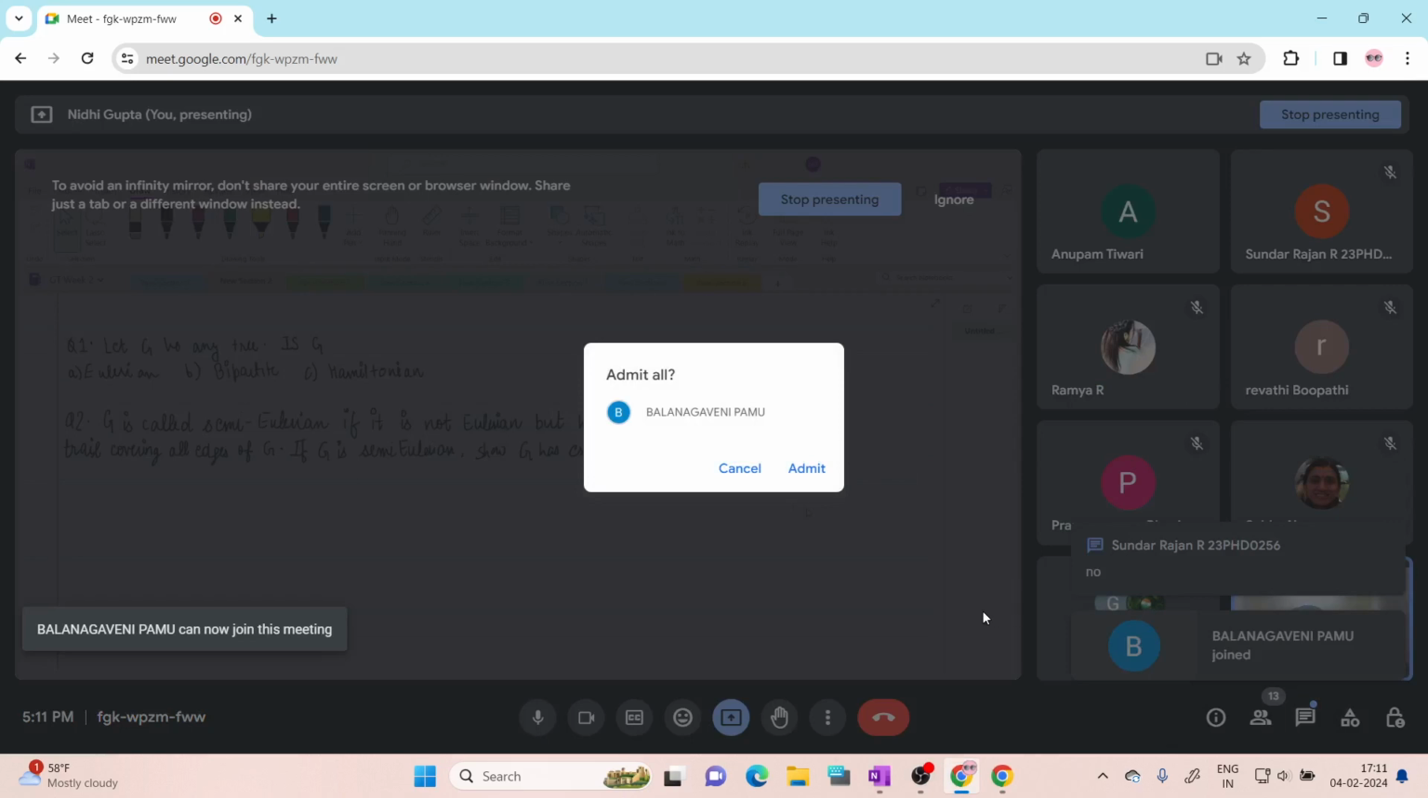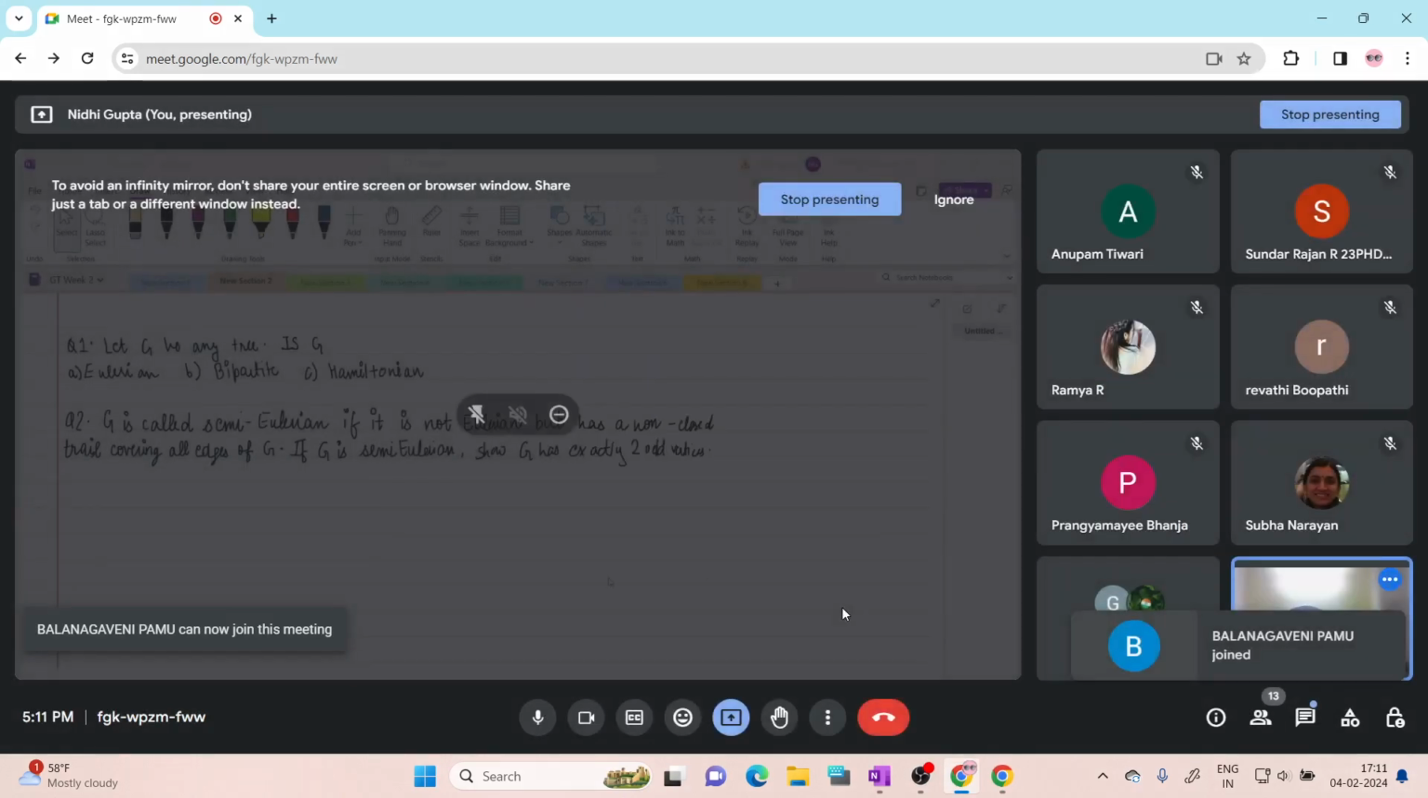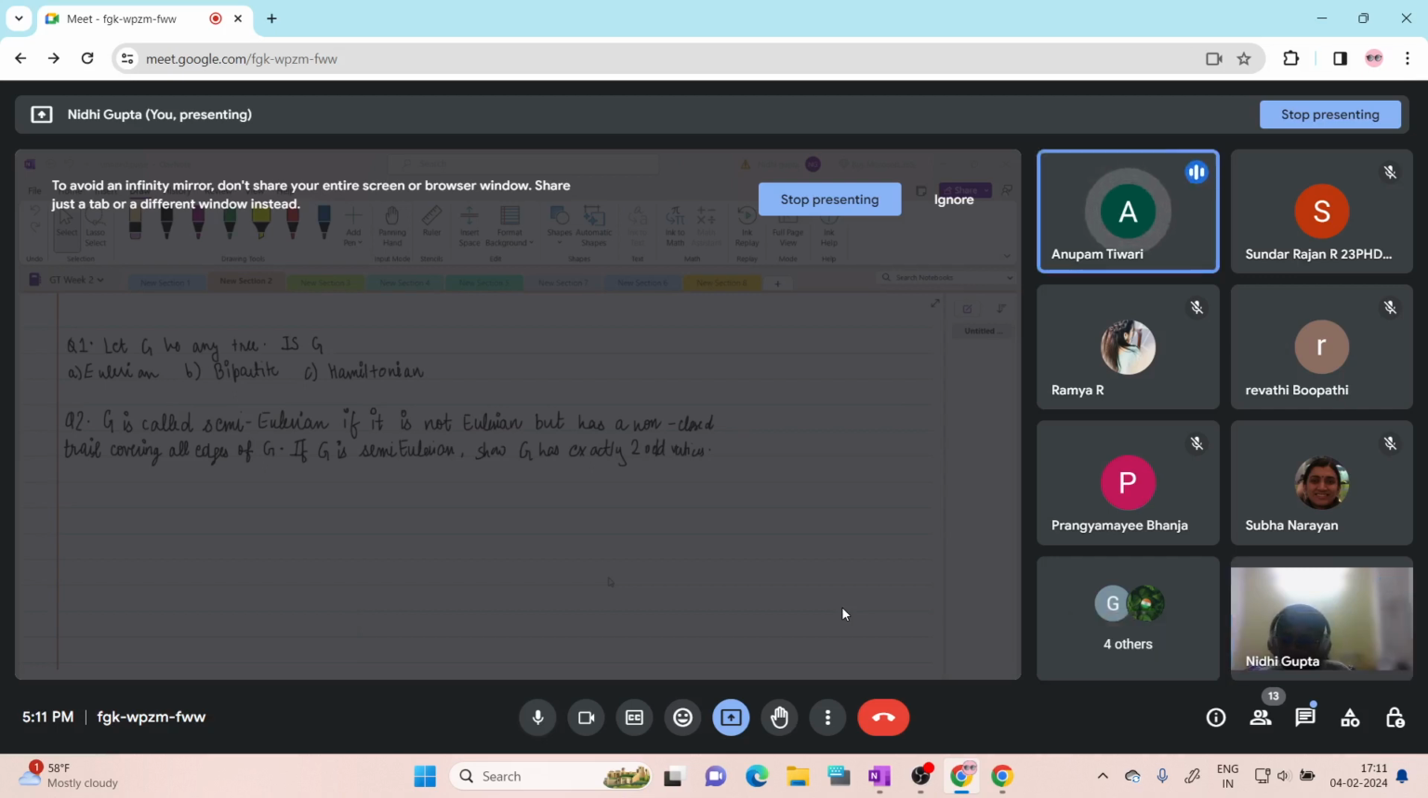But what is the condition for Eulerian? All the degrees should be even. But what is the definition of an Eulerian graph? What do you need to find? You need to find a trail where all edges are covered once, and it should begin and end at the same point, right? Yes. So can a tree be Eulerian then?